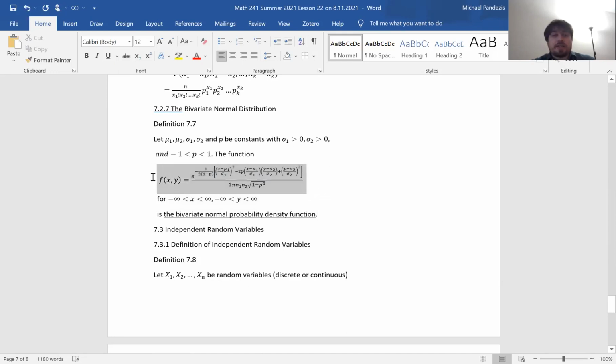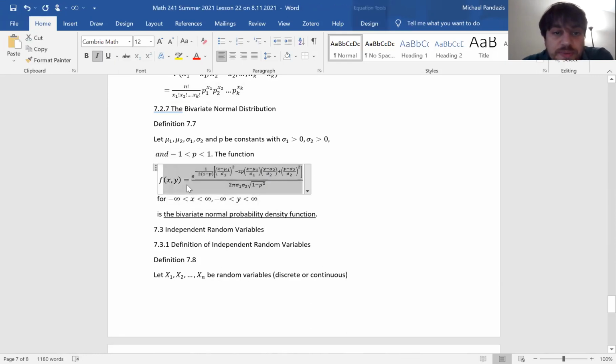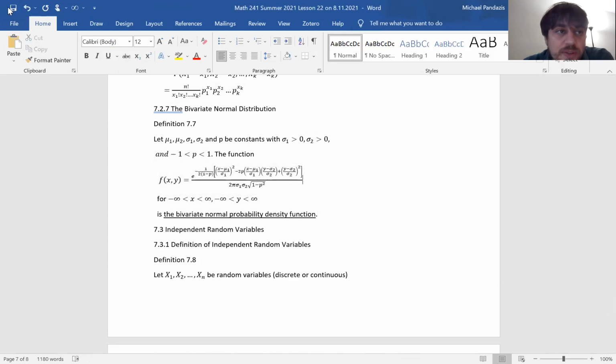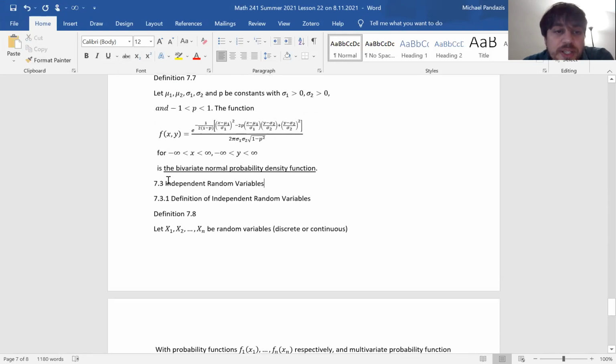Okay, you do not need to memorize this for test 2. This is the bivariate normal probability density function. You won't need to know the value of that for the test. I'm not talking about the final, I'm talking about test 2. You don't need to memorize this expression, and that's called the bivariate normal probability density function.